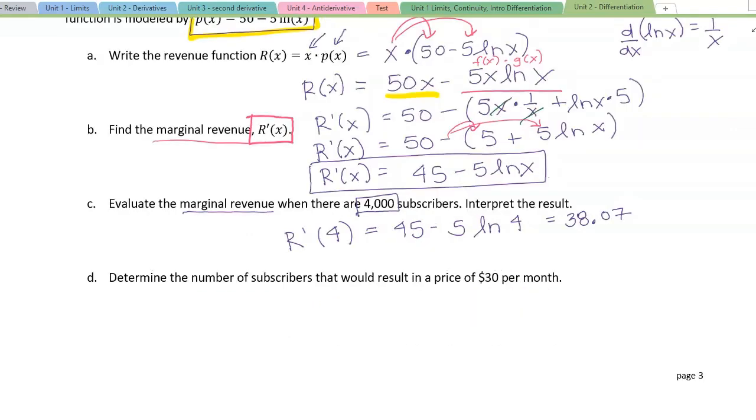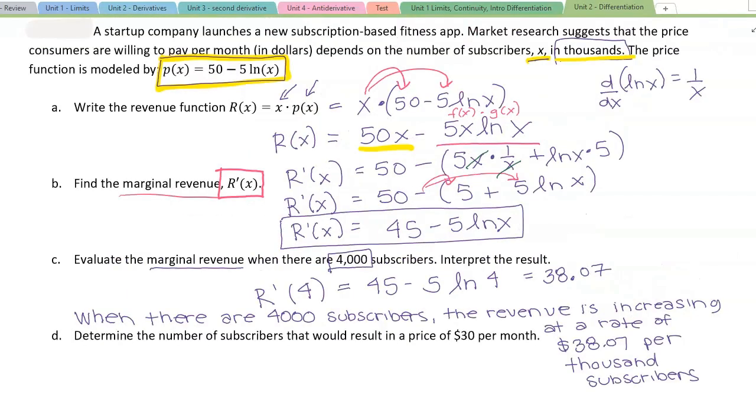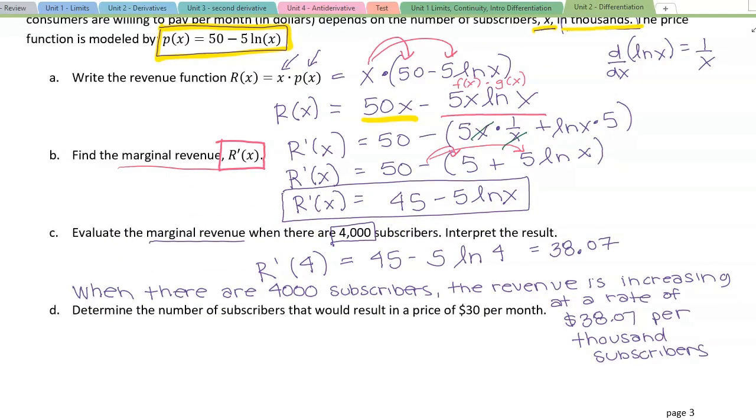This will equal 38.07. Let's go ahead and add a sentence. When there are 4,000 subscribers, the revenue is increasing at a rate of $38.07 per 1,000 subscribers.